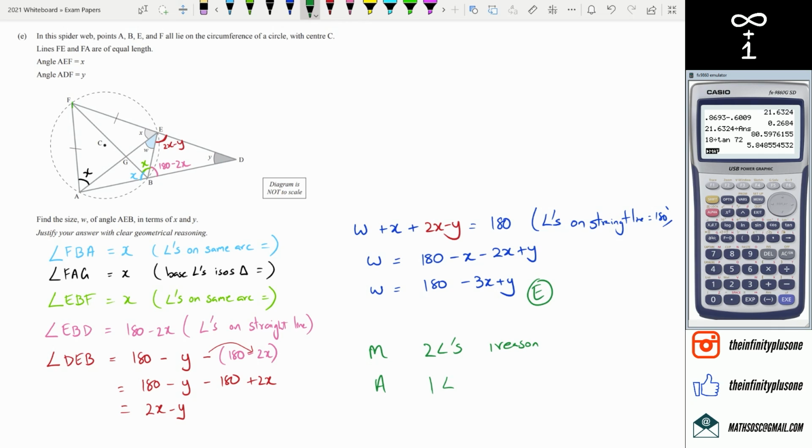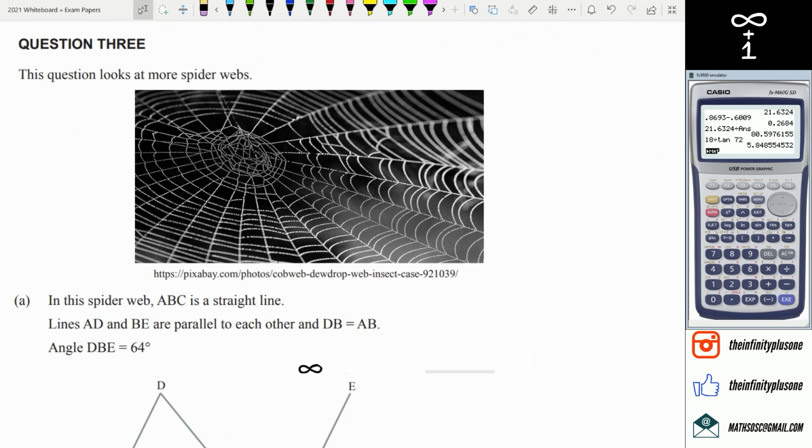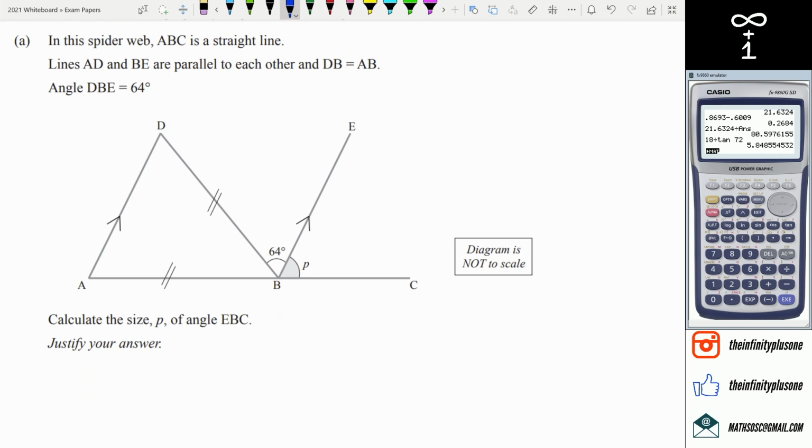Yeah, cool. That's basically it for question number 2, folks. Okay, so we go to question 3, and surprise, surprise, more spider webs. As I said, this exam paper is sponsored by spiderwebs. Anyway, let's get going to question A. Get straight into it, folks. What do we got? We're trying to figure out angle P.